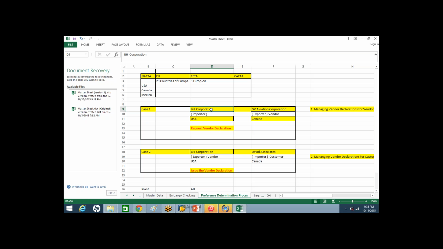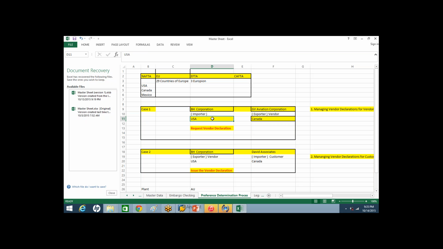Yes, sir. So then, who will give the benefit to Bell Helicopter? Customs authorities of US. The customs authorities of US should give the benefit to Bell Helicopters.